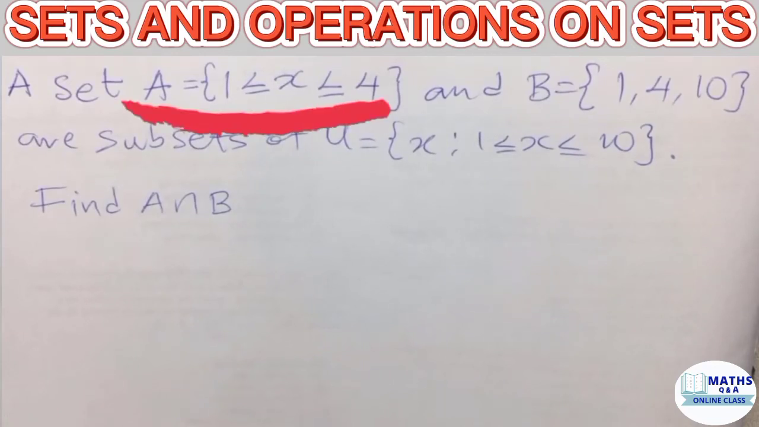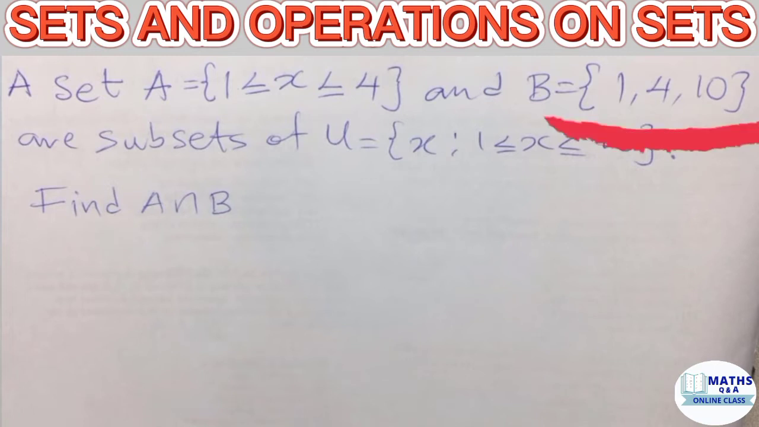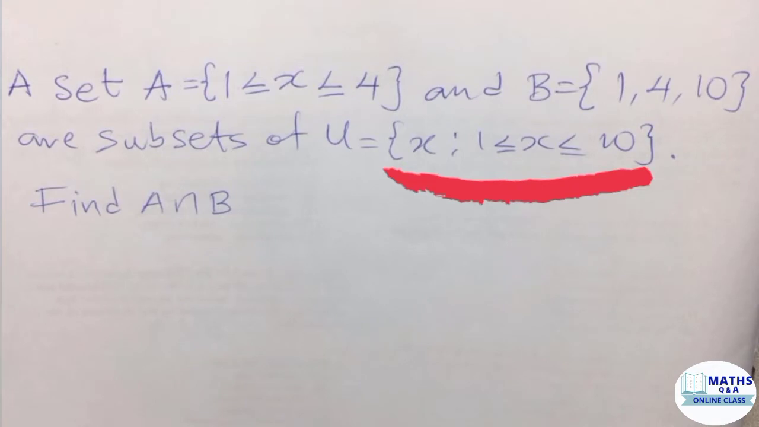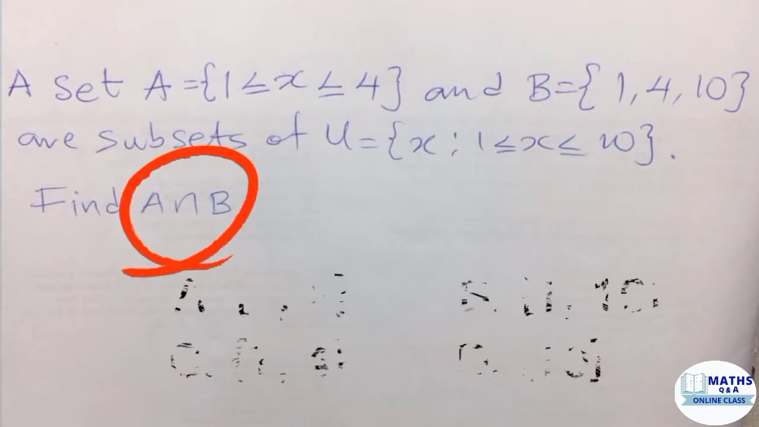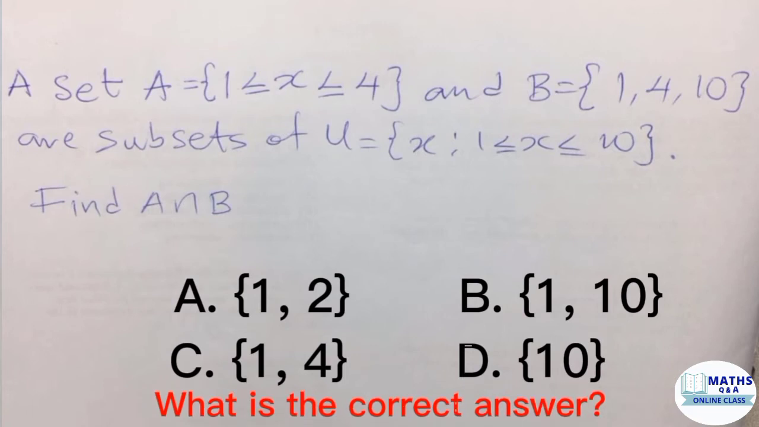Set A, which is given in set builder notation form as x greater than or equal to 1 and x less than or equal to 4, and the set B with elements 1, 4, and then 10. They are all subsets of the universal set, which is also in set builder notation form, that is x such that x is greater than or equal to 1 and x is less than or equal to 10. We want to find the intersection between A and B.